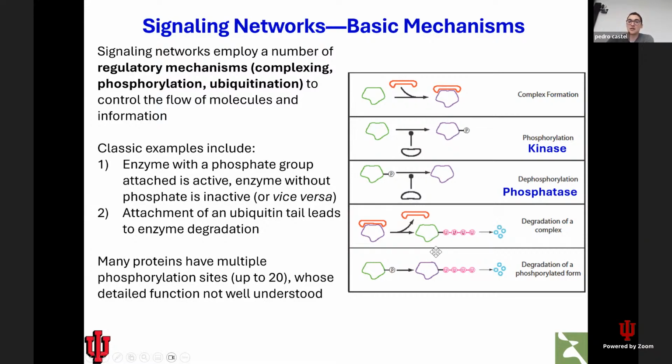ubiquitination of proteins. For ubiquitination, you generally require a ubiquitin ligase, another enzyme, another catalyst that will bring the ubiquitin, which is another protein, and it does that over and over, adding multiple ubiquitins to the protein. And when the protein has a certain amount of ubiquitins, it's targeted for degradation. So that protein becomes basically trash inside the cell. It's going to be degraded in the proteasome.